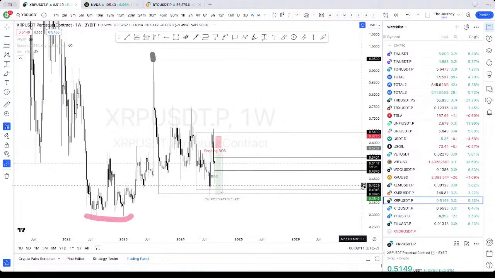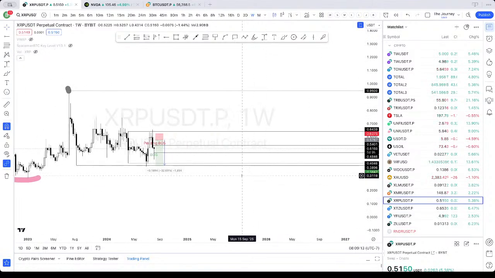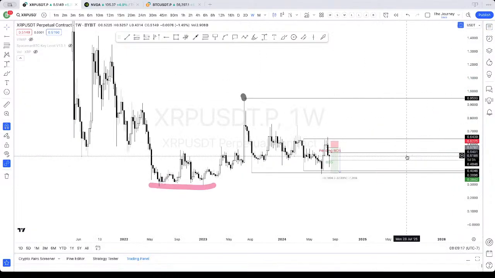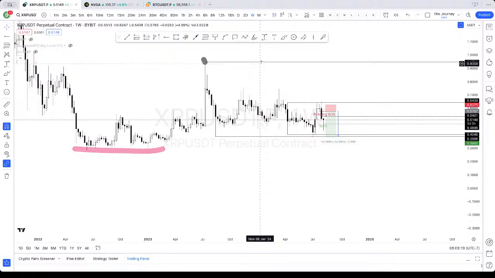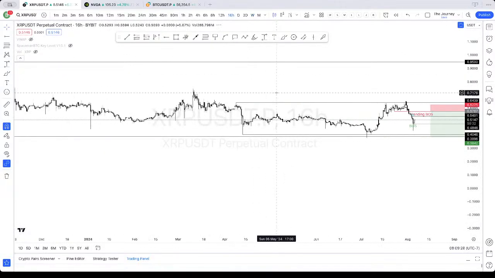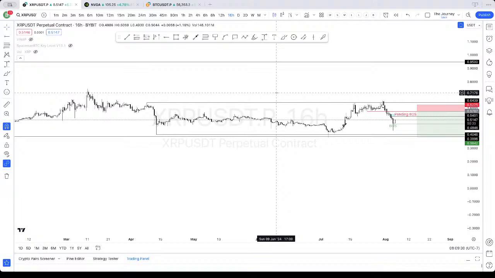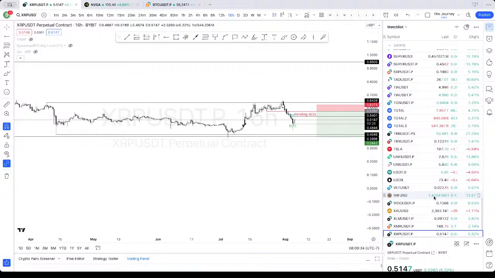XRP. So see, like XRP, I don't think has finished its move yet to the bottom, and it's working off the same kind of principle. But this is more of a range look. More of a ranging kind of look. Yeah, I still think XRP is back down to the bottom. We didn't look at Sol. We should probably look at Sol.